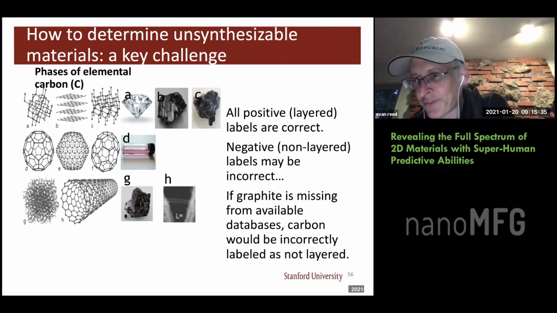But let's say that database is incomplete, and maybe there is a layered phase of carbon, but it hasn't been synthesized or hasn't been reported, or maybe it just hasn't been scraped up and put into the database. So in that case, we could say, well, this is not layered because we don't see a layered phase, but it could just be incomplete data. And so you can see the challenge with this, or at least one of the challenges. We've got to make some assumptions about what's not layered in this particular case.